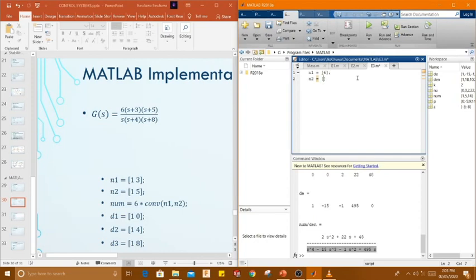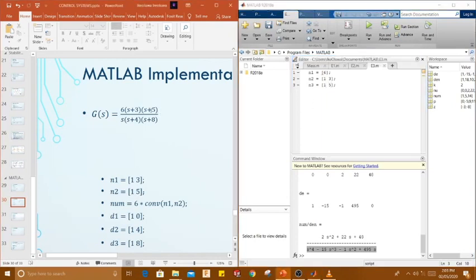Now, what would be the coefficient matrix for the second part of the numerator? That's going to be 1 and 3. I hope that's clear. Okay, and then we have the fourth part, equal to 1 and 5. That is this part you have here. Okay. Now that's for the numerator.